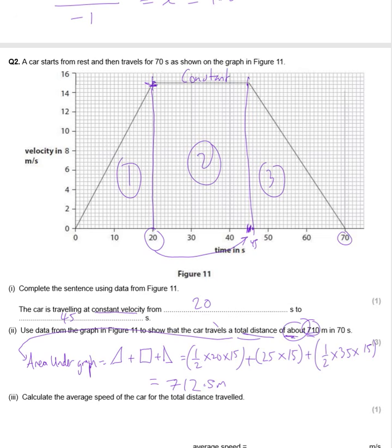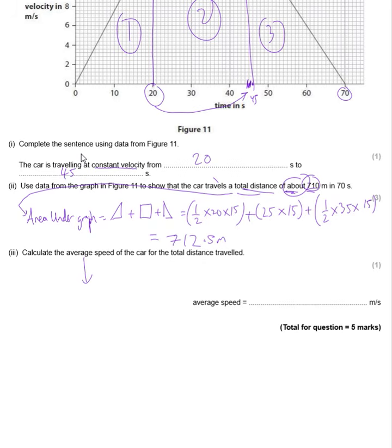Next one, work out the average speed. Speed we know is distance divided by time. The distance we know, we already calculated. It is 712.5. Time we know, 70 seconds. You can also use the alternative method.